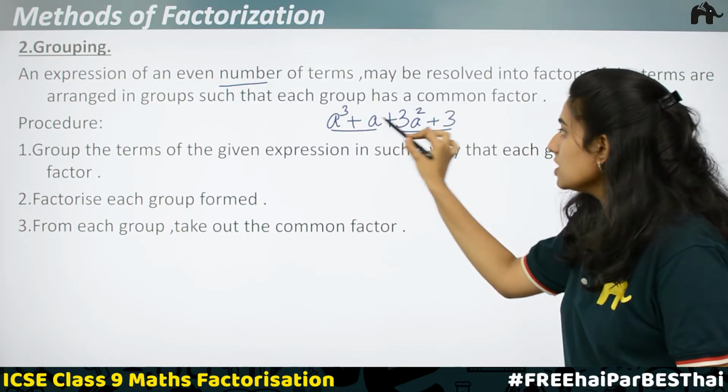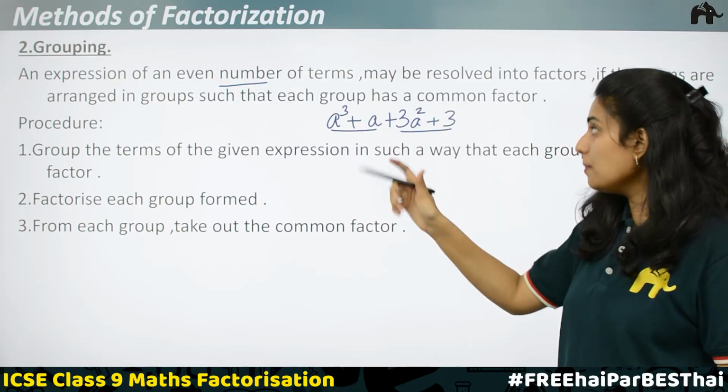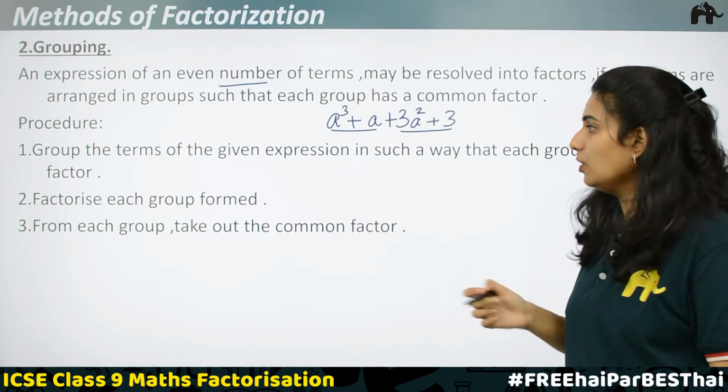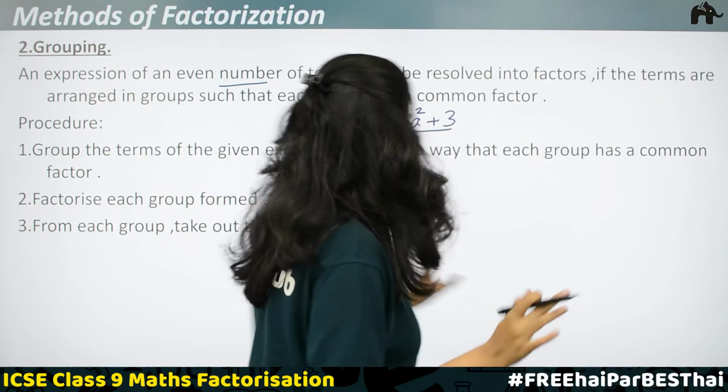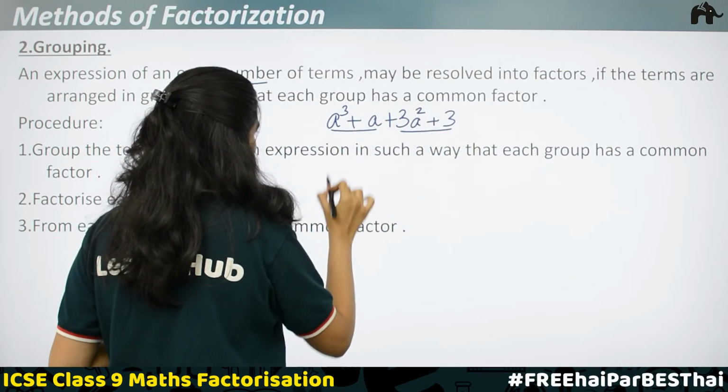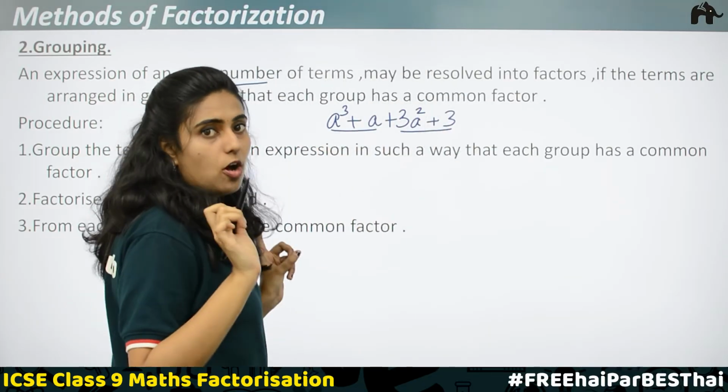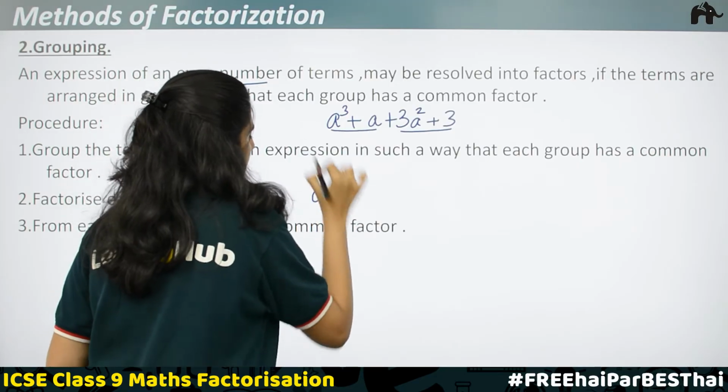So you have to choose the terms such that they can form a group. They have a common factor. Okay, now factorize each group formed. We are going to separately factorize. When you take a cube plus a, what is common? a is common, right? a can be taken out.